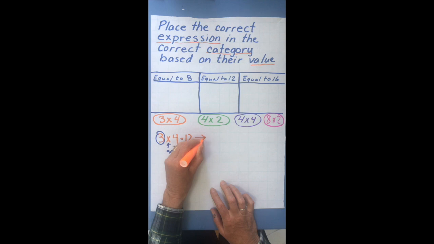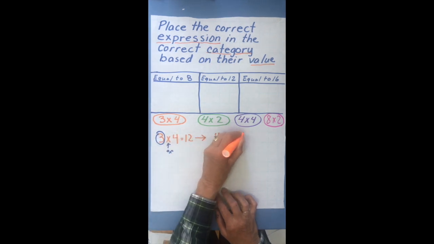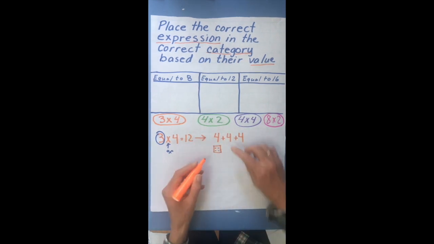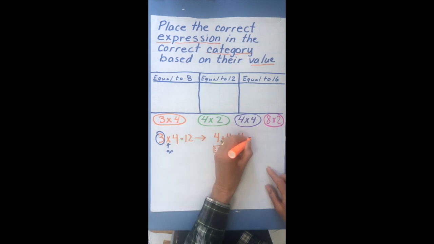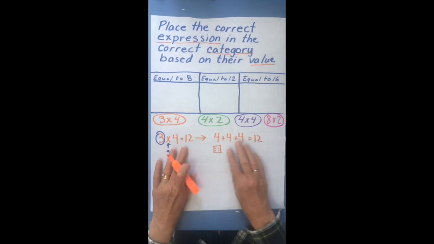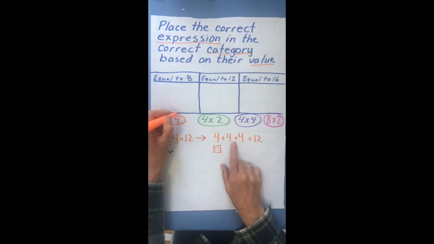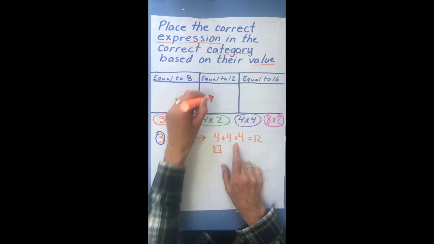Or I could have done this 3 groups of 4. So 1 group of 4, 2 groups of 4s, 3 groups of 4, and add. I put my box here. And I count 1, 2, 3, 4, 5, 6, 7, 8, 9, 10, 11, 12. So either 2 different methods, 1 answer. So this problem here is equal to 12. So I would just move that over to the 12 category.